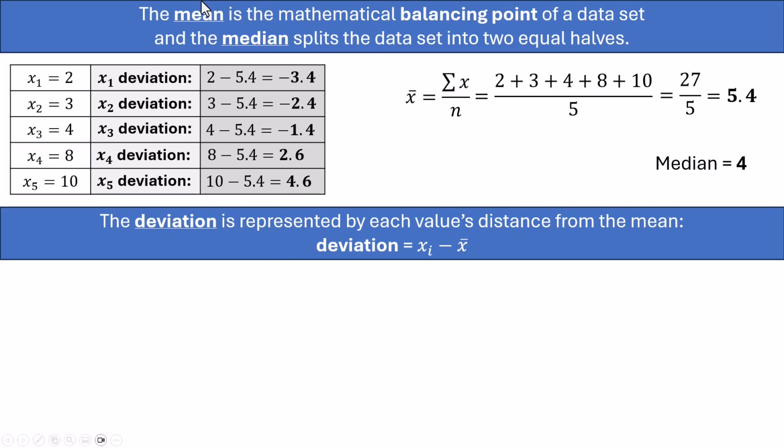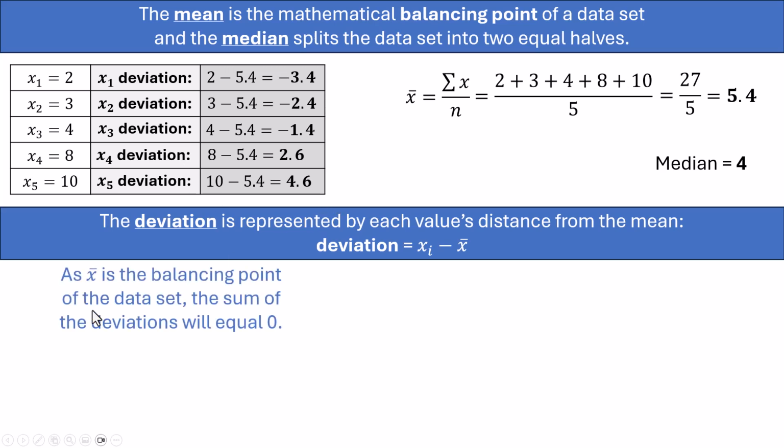Now, I mentioned earlier that the mean is the mathematical balancing point of a dataset. What does this mean? Well, this means that the deviations, which is the difference of each value to the mean, if summed together, will equal 0. As x bar is the balancing point of the dataset, the sum of all the deviations will always equal 0.